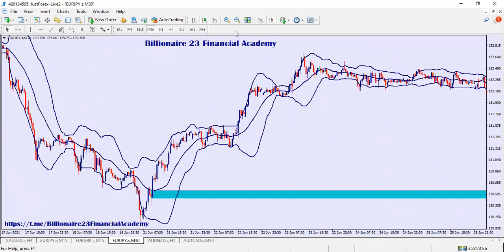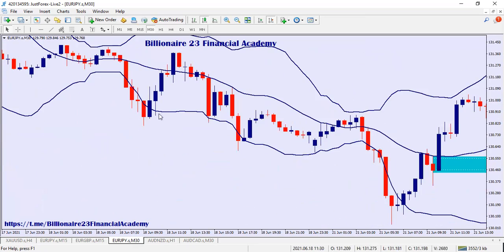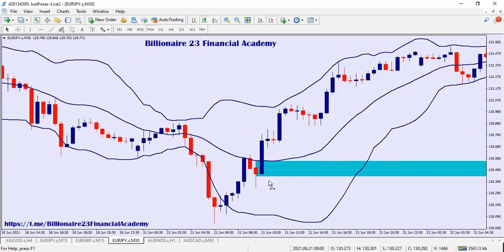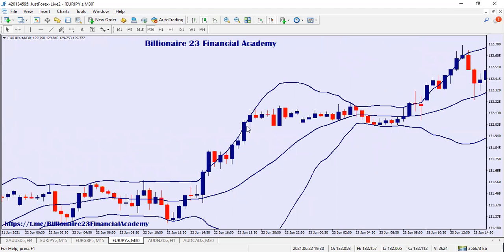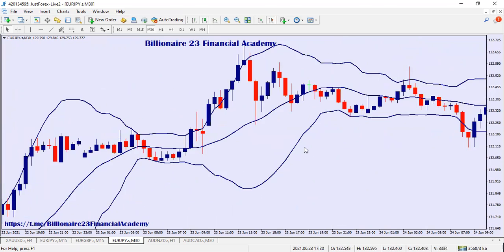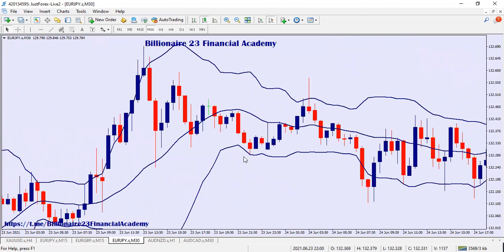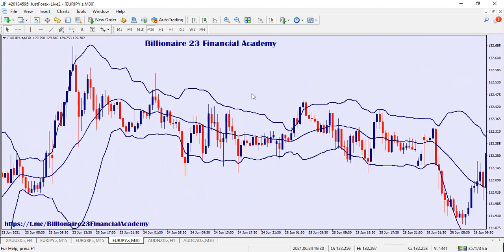The key again is that the candlestick body has to go outside the Bollinger Band and not a spike, but the candlestick body. And if you notice, whenever they do go outside, eventually they go back inside, go outside, go back inside, and so on and so forth. Yeah, there really isn't much to add.